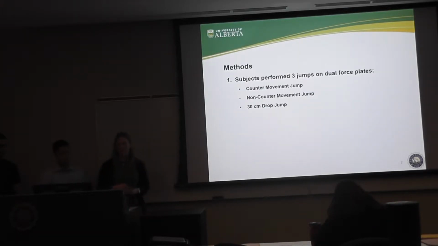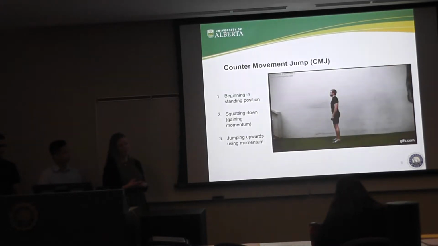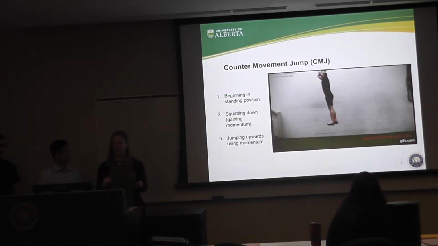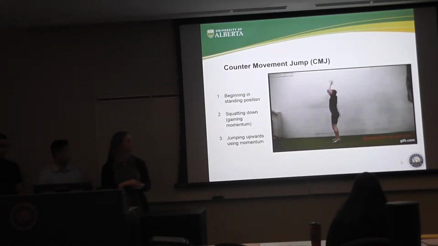The first thing we did was we had the subjects perform 3 jumps on dual force plates. We had them do a counter movement jump, a non-counter movement jump, and a 30-centimeter drop jump. The counter movement jump is kind of what you'd think of if you thought of a squat jump. That's simply beginning in standing position, squatting down, and then using the momentum that they gained as they squatted to jump upwards. It's really simple, just like a basic squat jump.